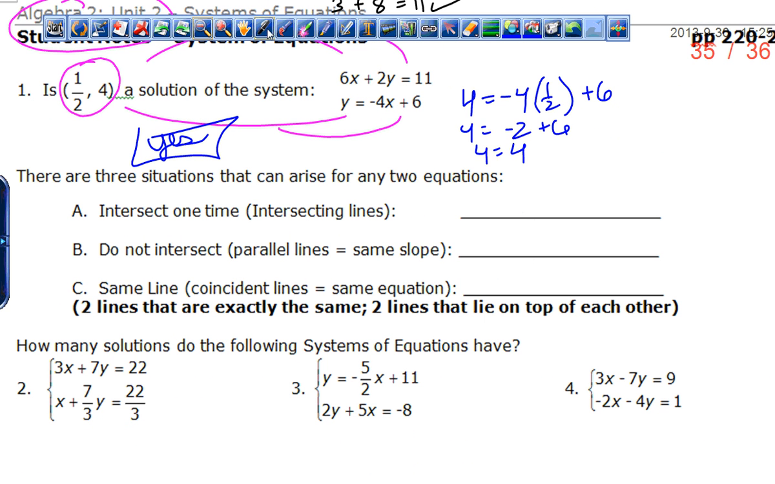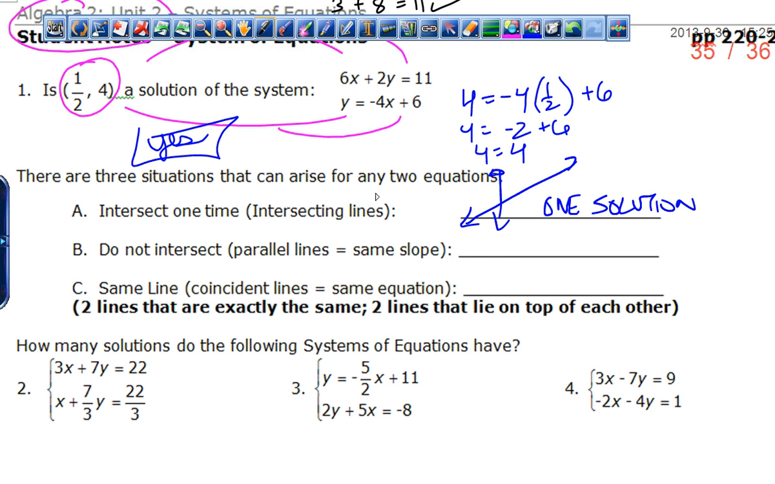Okay, next thing. There are 3 different types of situations we have when we have systems of equations. First one is they intersect one time. Picture 2 lines that intersect one time. That is one solution. We have 2 different lines here, people. The intersection is the solution.